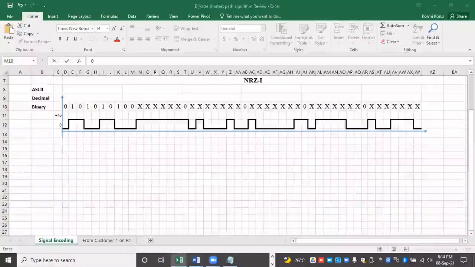So what will be the next bit then? If you're following for the first 8 bits, what will be the third bit for the second character?